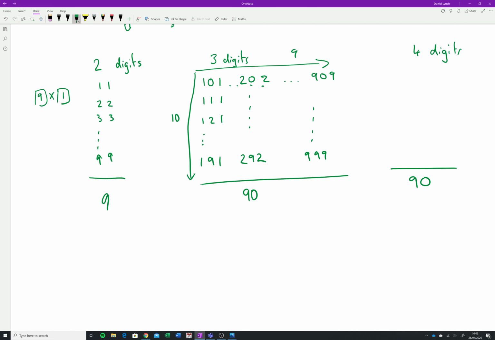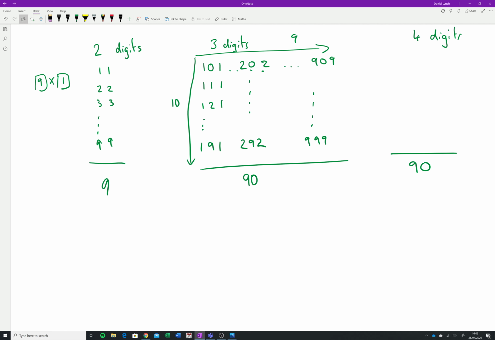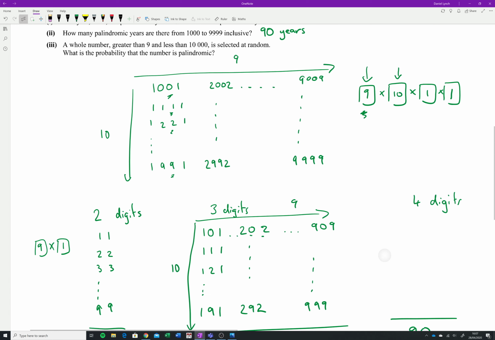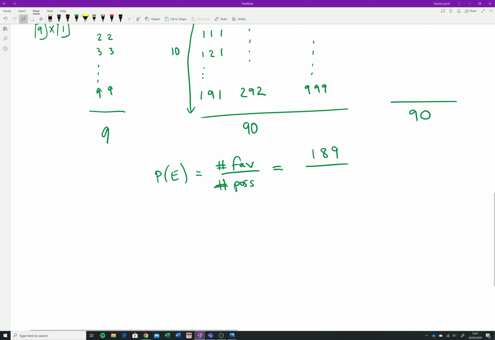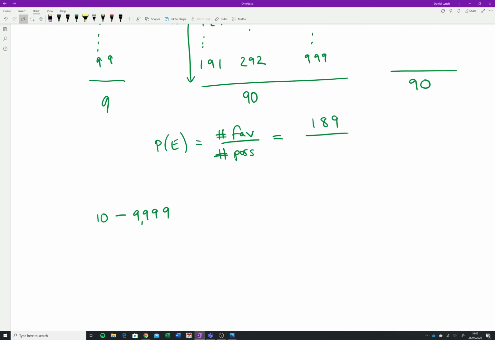Okay, so the number of favorable ones, remember the probability of any event is the number of favorable over the number of possible. Number of favorable, add those together, 189. Number of possible, well, what are we choosing between? We're choosing between 10 and 9999. So how many numbers are between them inclusive, including both those numbers?